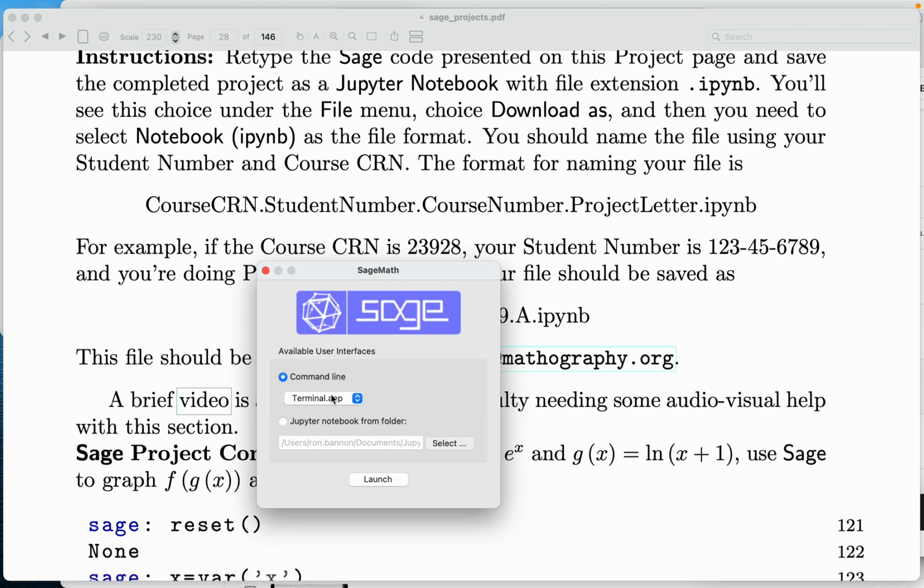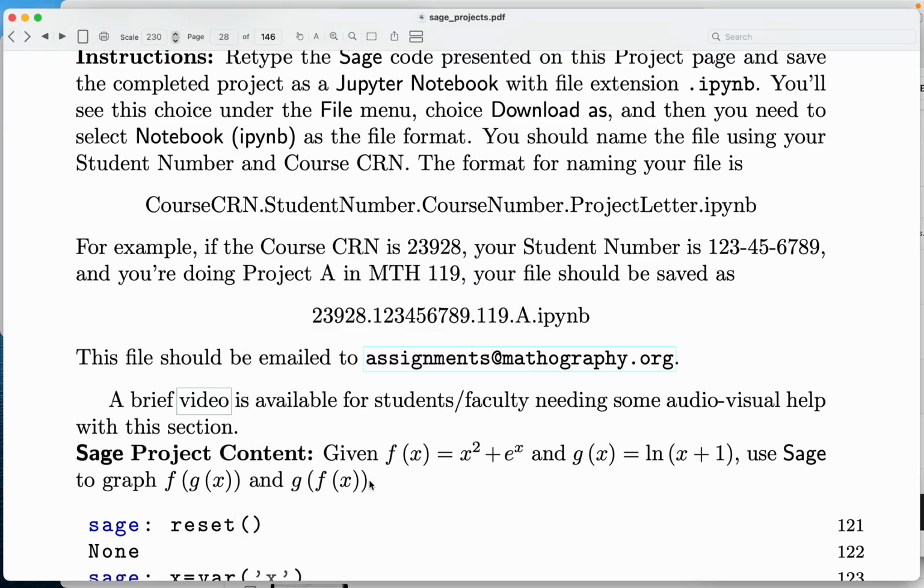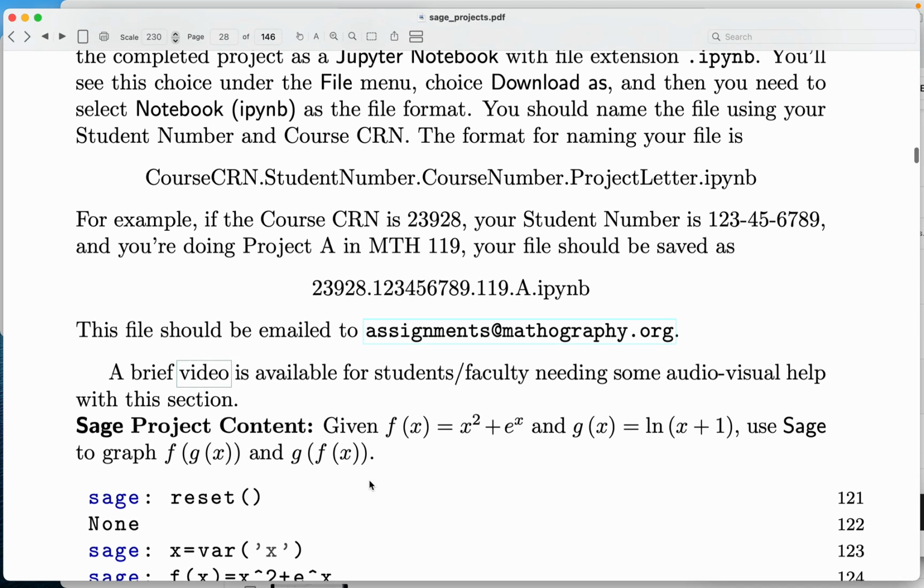I'm going to launch my terminal application, but again, for students that are looking forward to using the Jupyter Notebook system, you would launch the Jupyter Notebook instead. If you need to go back over prior assignments to look how to do that, please do so. But I'm going to launch the terminal. And what I want to do is start looking at the project. It appears that I'm given two functions over here, a function f of x and g of x.